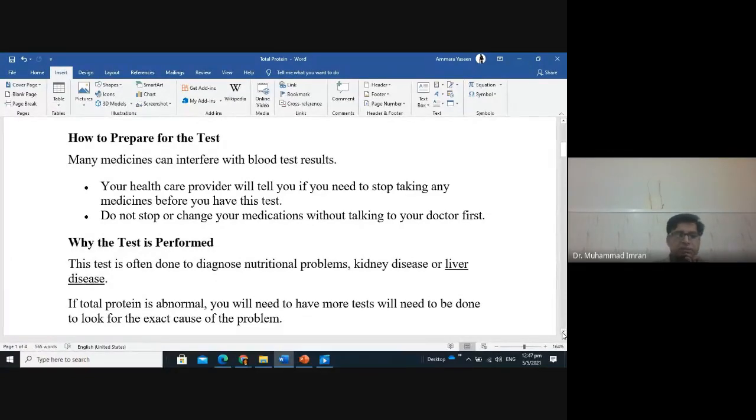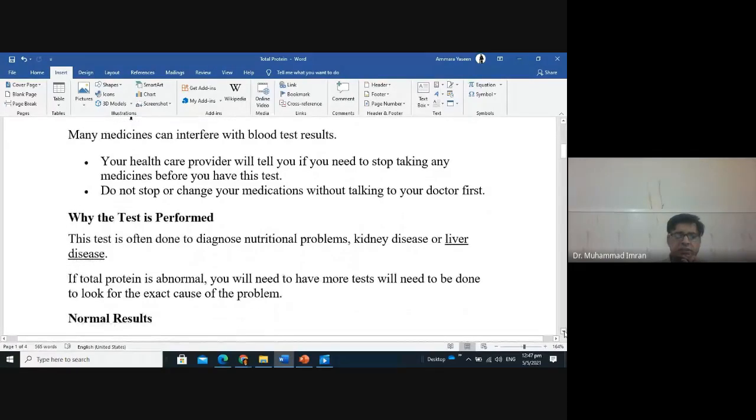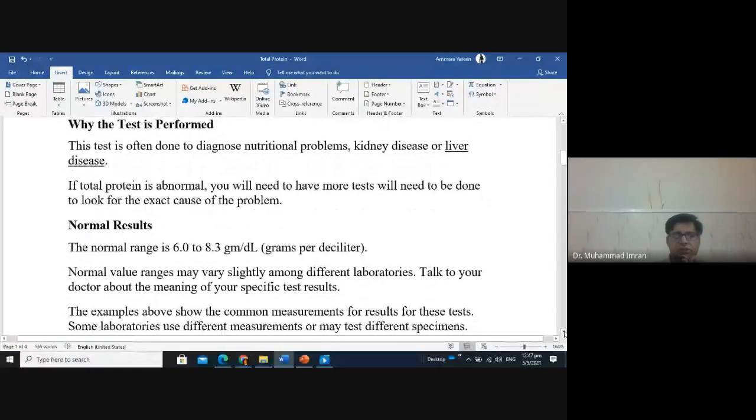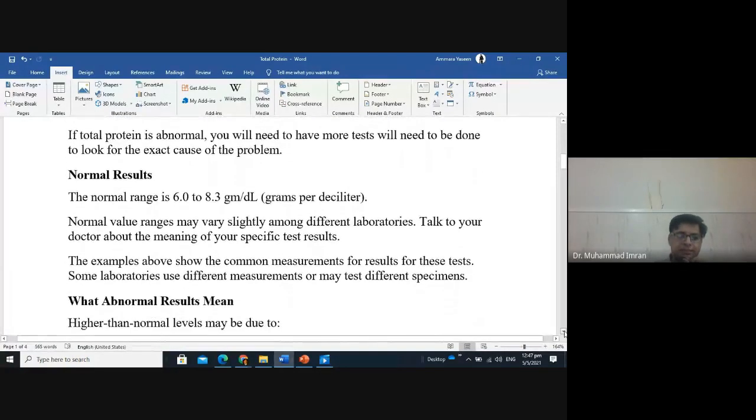Why is the test performed? This test is often done to diagnose nutritional problems, kidney diseases, and liver disease. If the total protein is abnormal, more tests will need to be done to look for the exact cause of the problem. What is the cause of that protein decrease or increase?